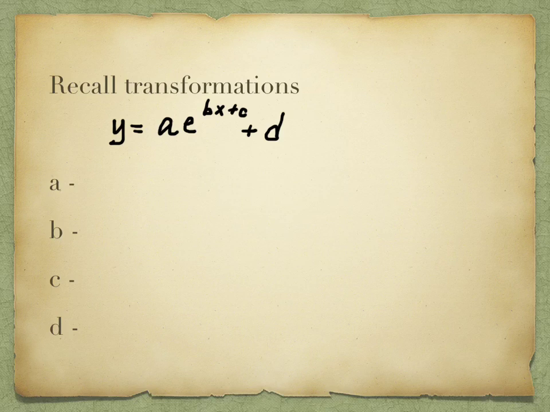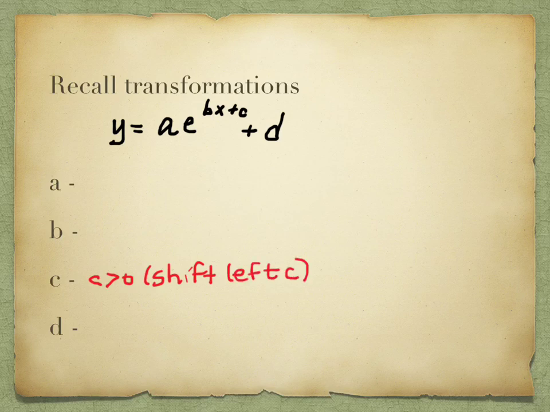C actually moves this left or right. So if C is greater than 0, it's actually going to shift this left. So if C is a 5, it's going to move the entire graph left 5. That graph that I drew in green before, we pick it up and move it left 5. Now if C is negative, it's going to shift it right.